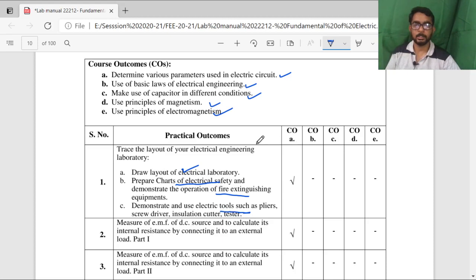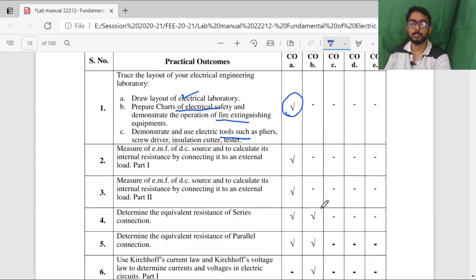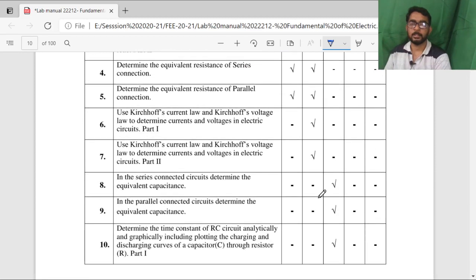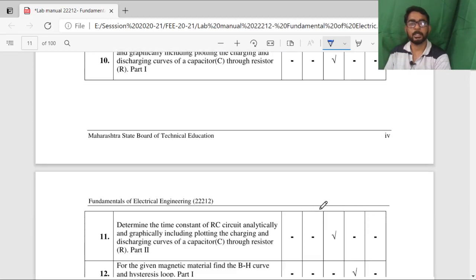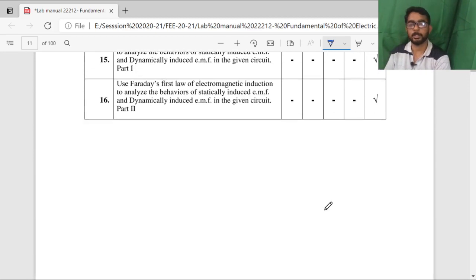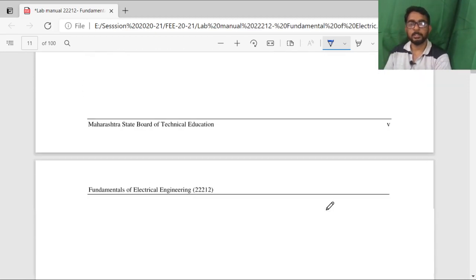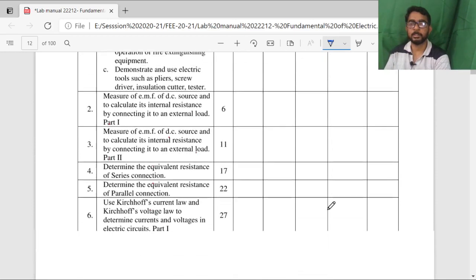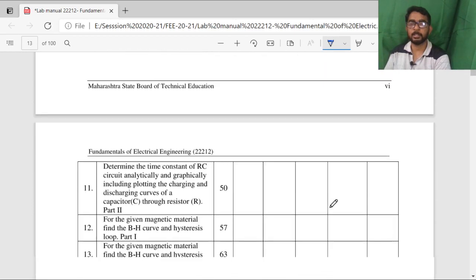Please see, this practical number 1 deals with CO1. So here the mark is given, that is CO1. Similarly, other practicals follow. The student can take a print of this part and study it. In today's discussion, we will check out practical number 1.